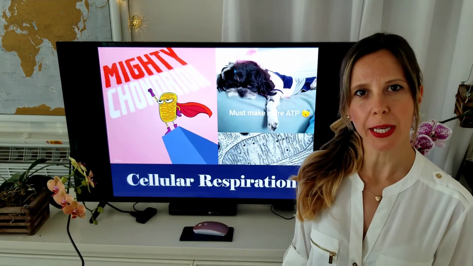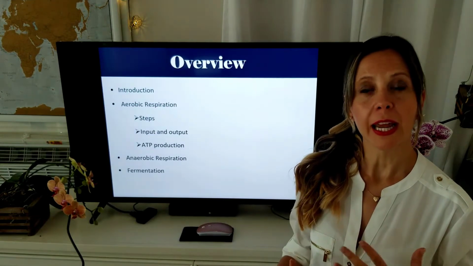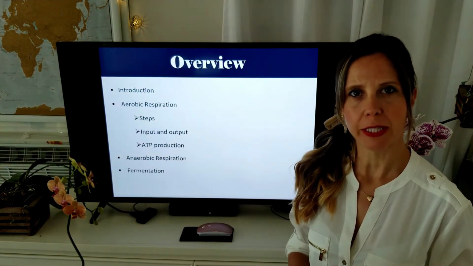Everyone, today we're going to be talking about cellular respiration. We'll start off with an introduction, we'll look at aerobic respiration, anaerobic respiration, as well as fermentation.